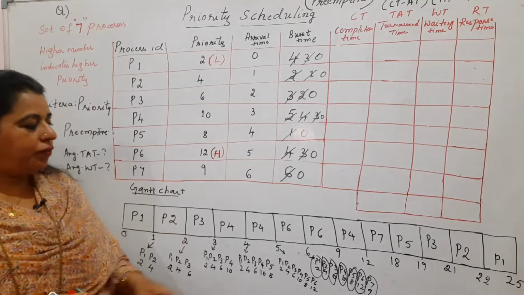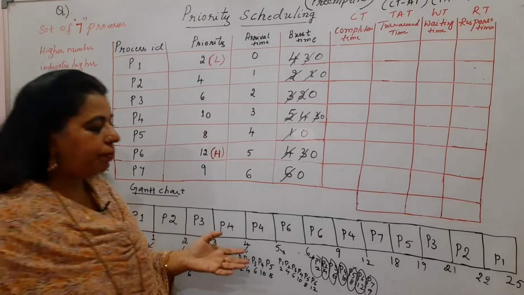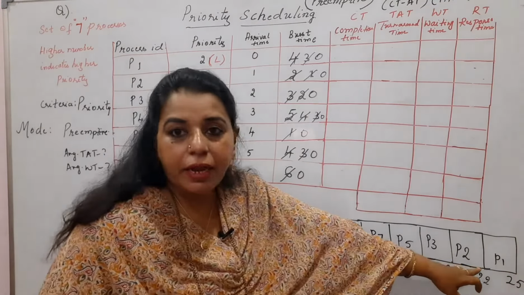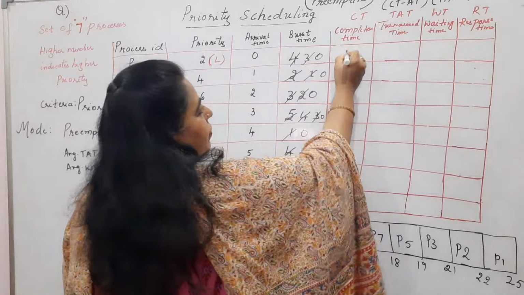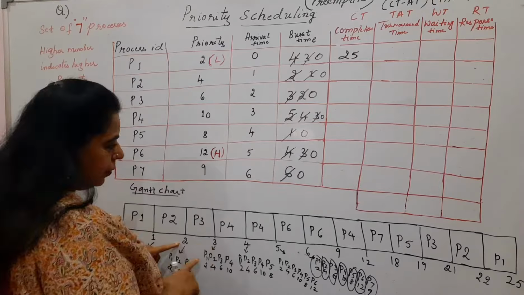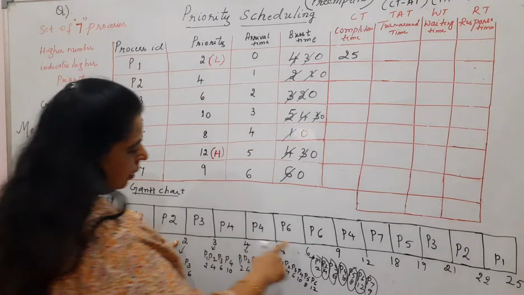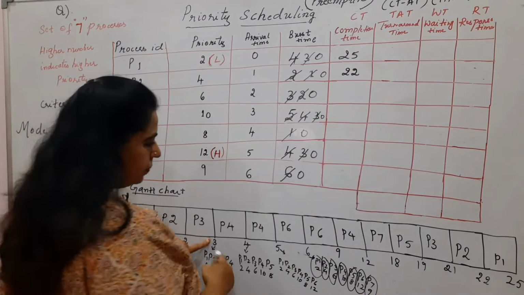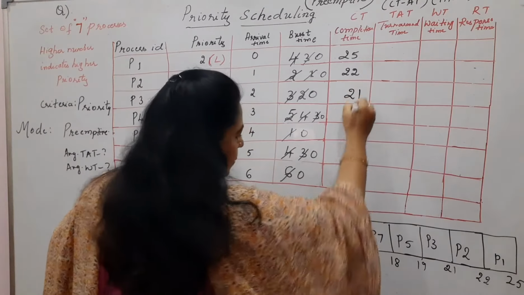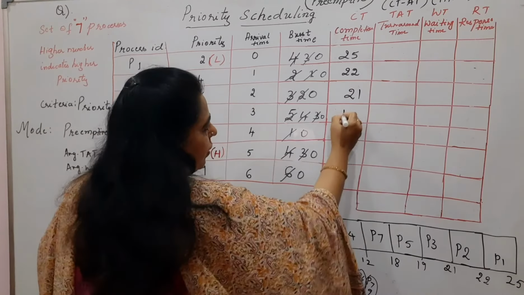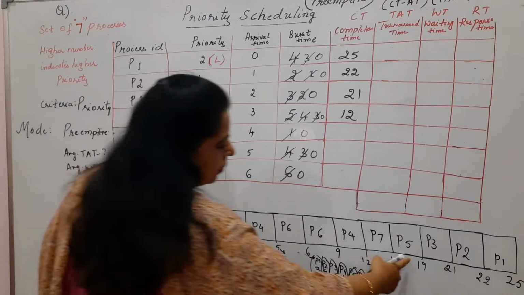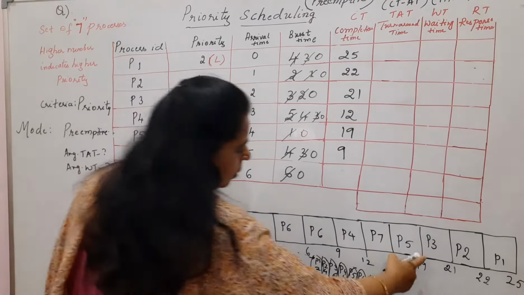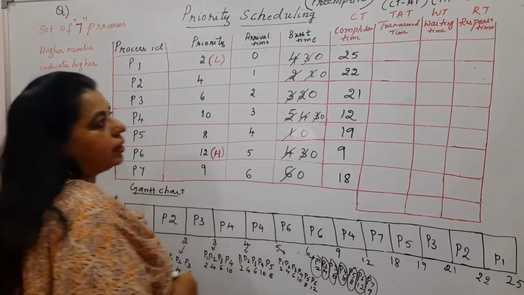So this is how you have to fill the values in the Gantt chart. Once you do this, completion time, you have to check here. P1 is here, once again appearing at the end. So P1 completion time 25. Let me fill fast now. P2 completion time: P2 is appearing first here, but it is ending its job here at 22. P3 at 21. Then P4 at 12. P5 at 19. P6 at 9. P7 is ending at 18. So these are the completion times.